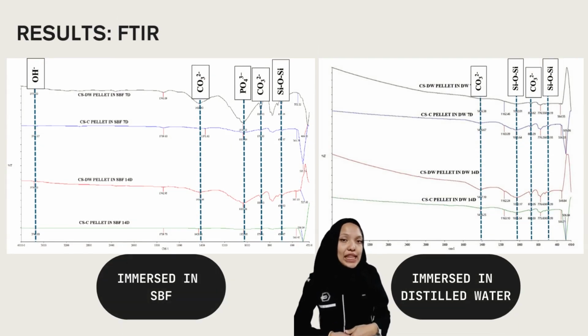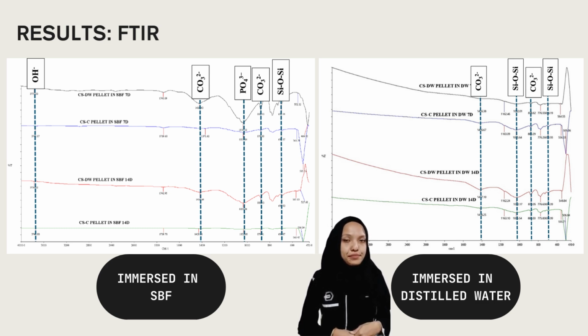Next, I will be discussing the FTIR characterization of composite cement scaffold after immersion in distilled water and SBF solution for 7 and 14 days. The IR spectra were recorded with spectra ranging from 450 to 4000. All the samples immersed in SBF similarly exhibited bands located at 693 for siloxane, 563 for PO bonding, 3700 for hydroxyl group, around 1400 and 880 for carbonate ion peaks, as well as the presence of phosphate ion peaks at around 1030.